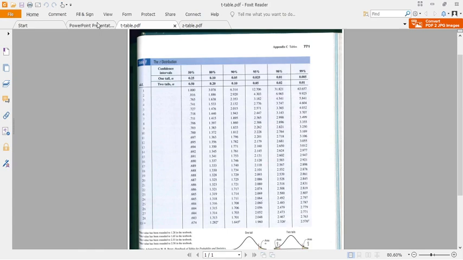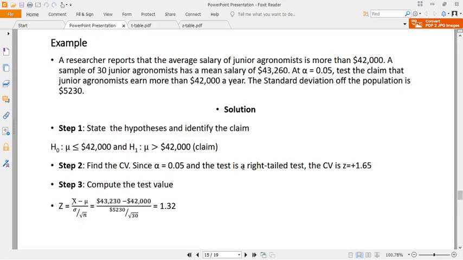1.645, or 1.6 when rounded off. So that is our critical value. Then we compute the test value using the formula. So we are given the observed salary, the mean salary, and then we have the standard deviation and n. So therefore our z, or our test value, is 1.3.